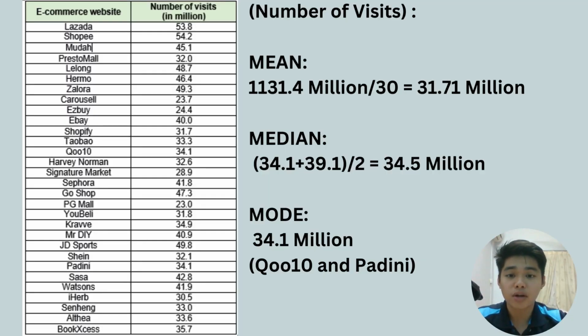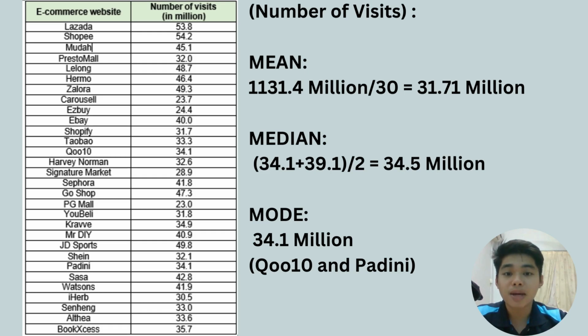First, we're going to find the mean for the number of visits. For the mean, we sum all of the data set, which gives 1,131.4 million, divided by the number of data points, which is 30, and we get 31.71 million. That is the mean for the number of visits.